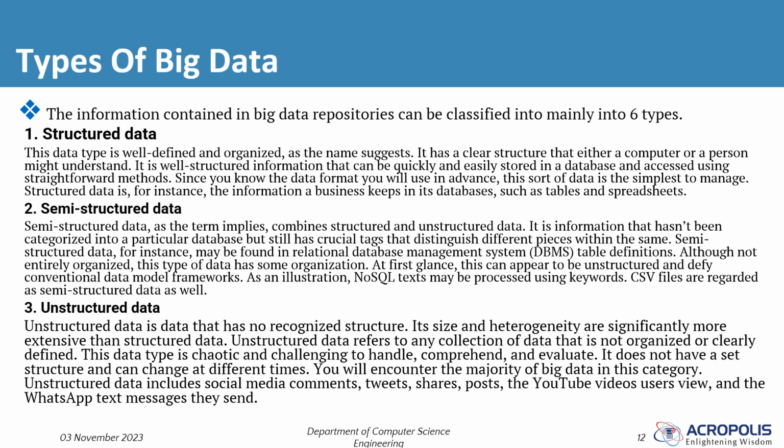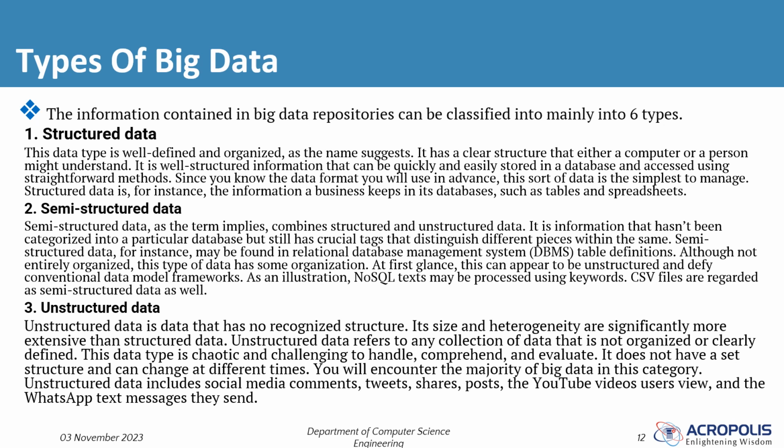Types of big data. The information contained in big data repositories can be classified mainly into six types. First, structured data. These data types are well defined and organized. As the name suggests, it has a clear structure that either a computer or a person might understand. It is well-structured information that can be quickly and easily stored in a database and accessed using a straightforward method.